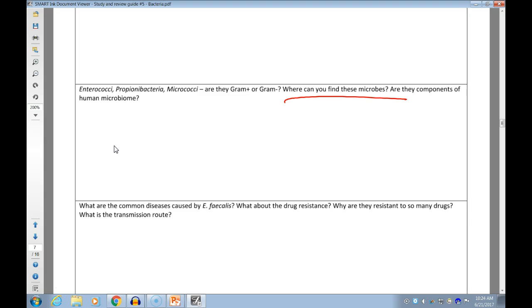Common diseases caused by Enterococcus faecalis. Sepsis, urinary tract infections. Okay. I want you to focus more on the drug resistance. Why are these microbes that are in the human microbiome so drug resistant? They are constantly exposed to the drugs, right? Transmission route, nosocomial route, contact route, fecal-oral route.